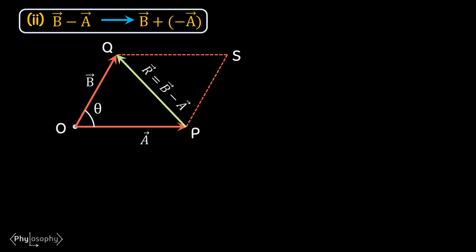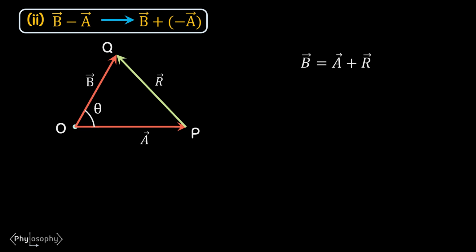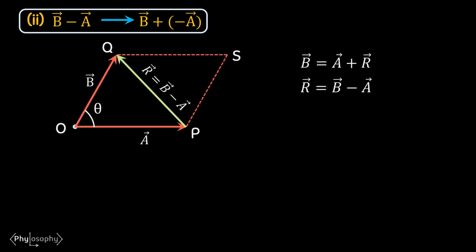This can easily be seen by applying the triangle law of vector addition in the triangle OPQ. In this triangle, the vector a is represented by the side OP and the vector R is represented by the side PQ, and they are taken in the same order, whereas the vector represented by the side OQ is represented in reverse order. Therefore, we can write b equals a plus R, or vector R equals b minus a.